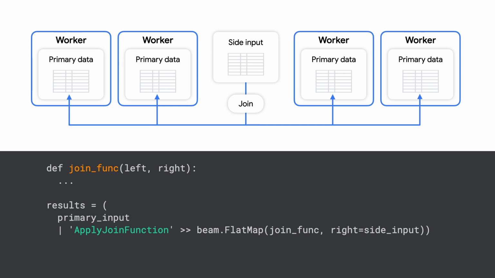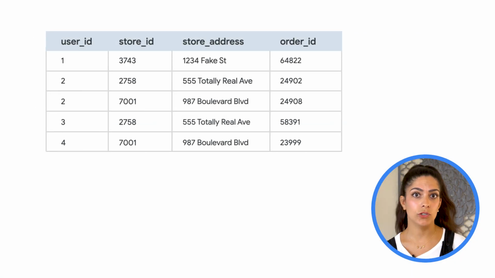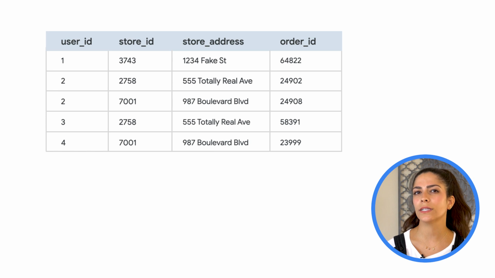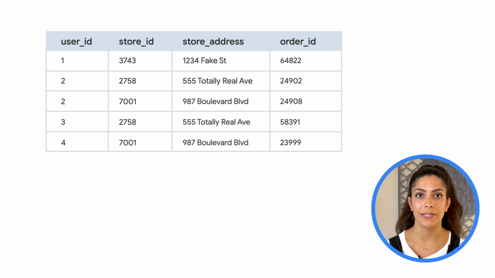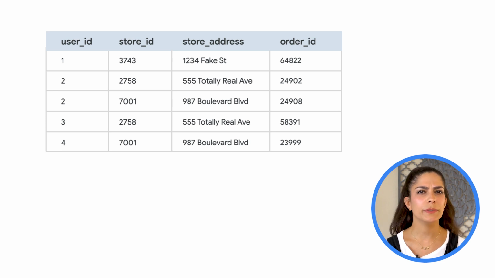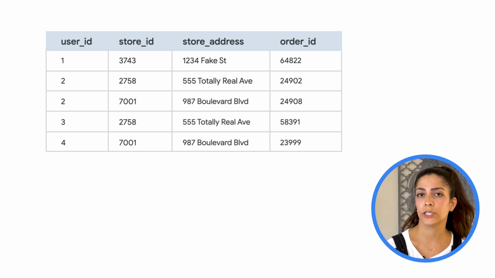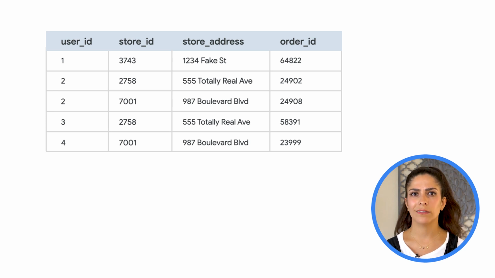Remember that Beam is designed to handle distributed and large data processing, so using a side input keeps the data in memory on the workers and avoids needing to do a shuffle operation on the data. Joining our user order data with our store side input gives us the user ID combined with the store information we need. Now we can hand this off for further processing. But what would we do if we wanted to join with the order information as well? If our orders dataset is too large and won't fit into memory, a side input won't work. For that, we'll need to join larger sets of data.